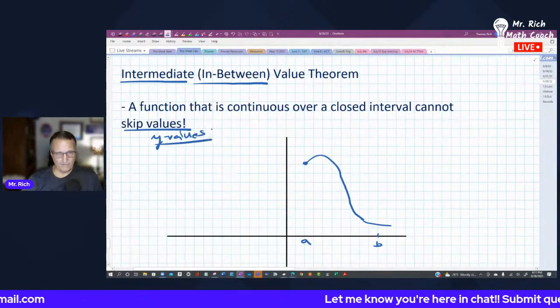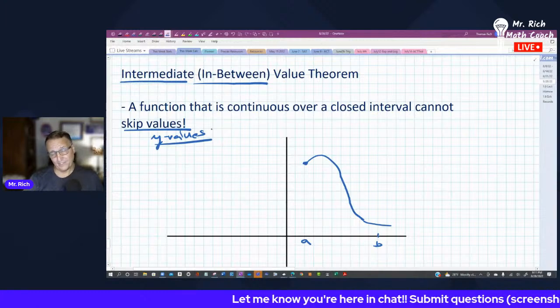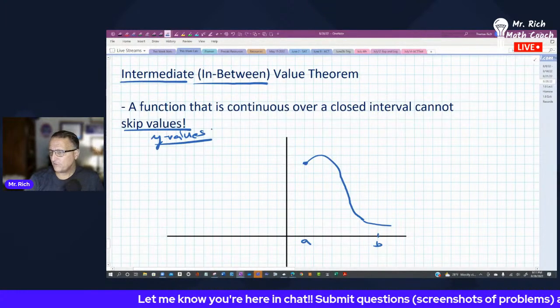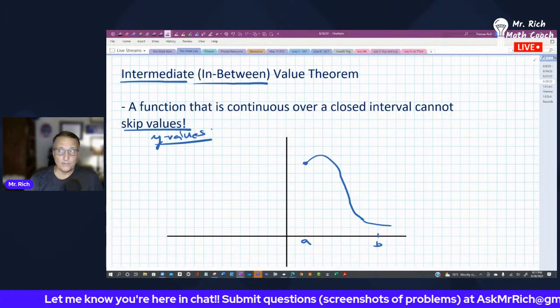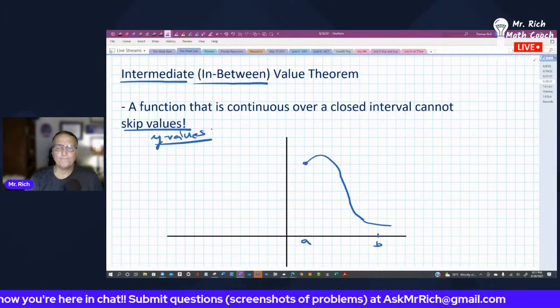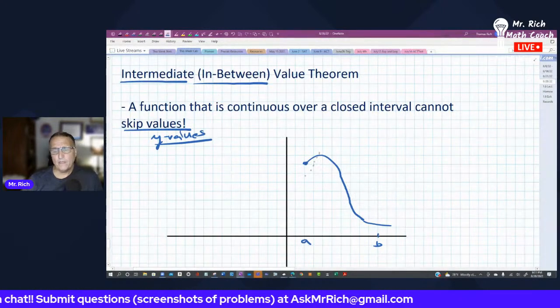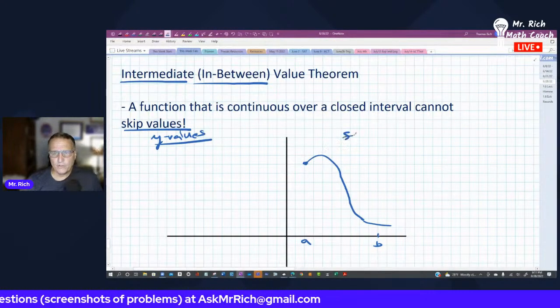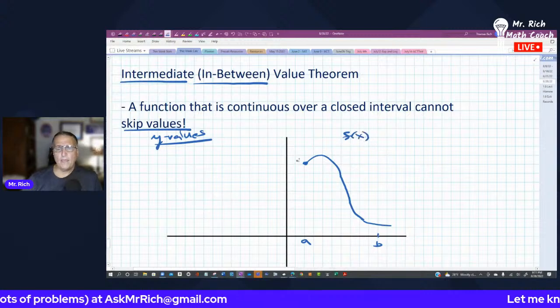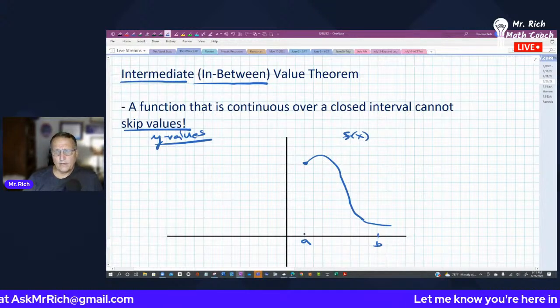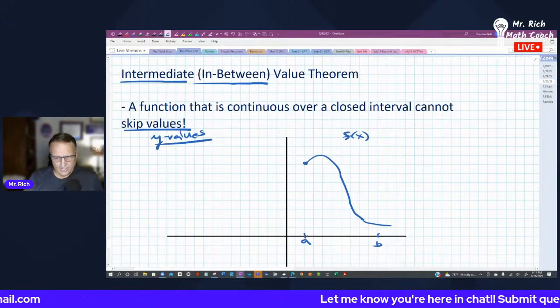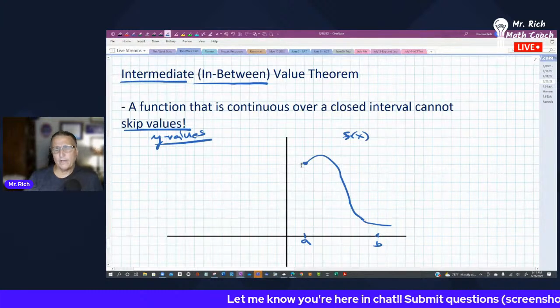Like, because the values of a function are the y values, right? The x's are the locations where the function may exist, and then the y values are the values of the function. So here's what I mean. Suppose that I have a function f of x, and I pick a value on the x-axis that I call a, and another one that I call b.